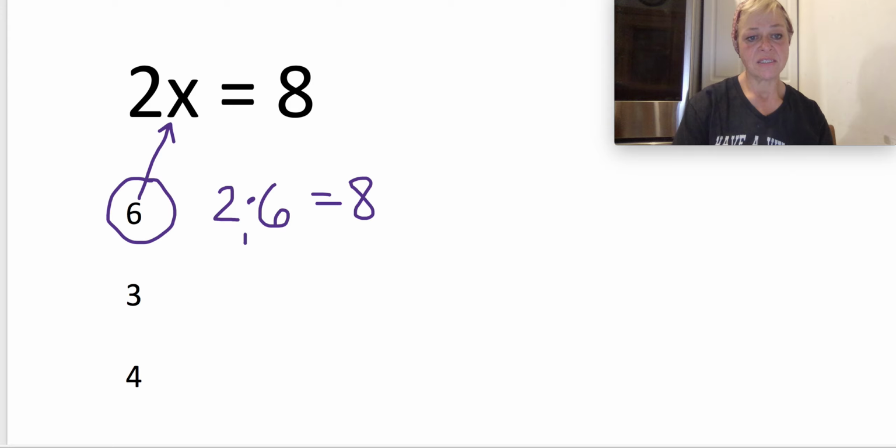Okay, so we have 2 times 6. What is 2 times 6? Well, 2 times 6 is 12. 12 equals 8. Does 12 equal 8? Does that make our equation true? No. So we're going to put a line through that one. And then let's do the same thing with this answer. We're just going to substitute it in for the x. I see more of you changing your answers. That's great. I'm so proud of you guys.